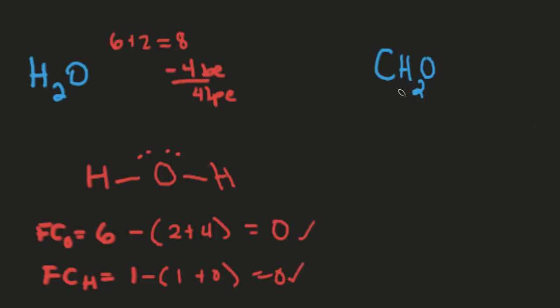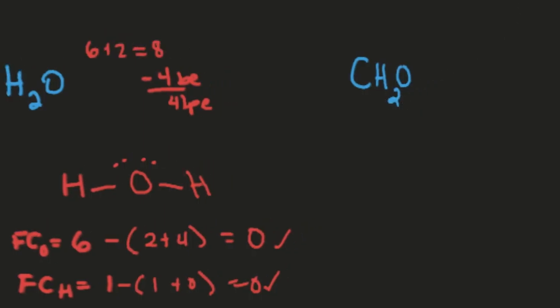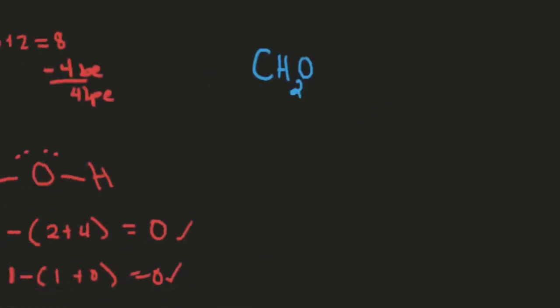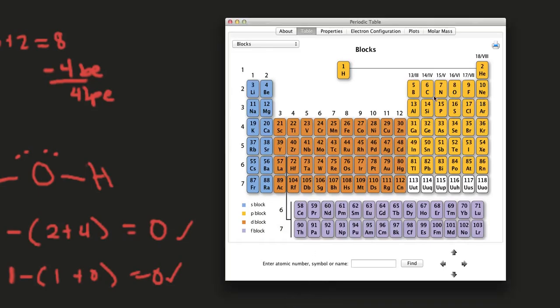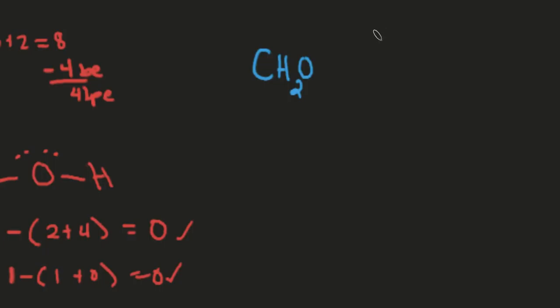Alright, let's look at this compound here. This is formaldehyde, the most basic aldehyde. You guys will get into aldehydes in organic chemistry later on. But here, if we count up, we should have 4 for carbon, 6 for oxygen, and then 1 for each hydrogen. So we got 4 plus 2 times 1, because there's 2 hydrogens, and then plus 6. So that's going to be 12.